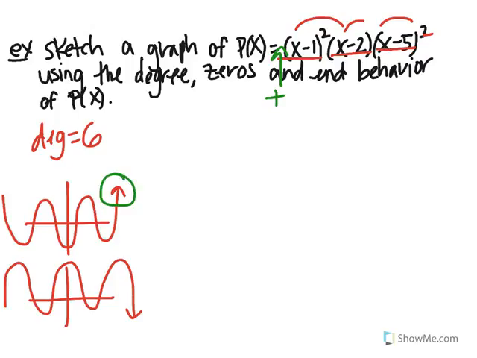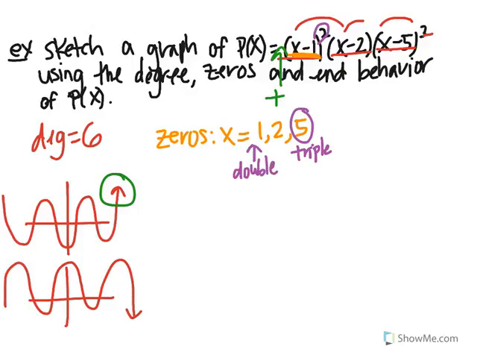And then the last thing I have to do is look at the zeros. So let's go ahead and find the zeros next. I'm going to set each of these factors equal to 0. So I'm going to have a 0 at 1, a 0 at 2, and also a 0 at 5. I'm going to make a little note right here. The 0 at 5 is a triple 0, and the 0 at 1 is a double 0. So I'm going to put double.